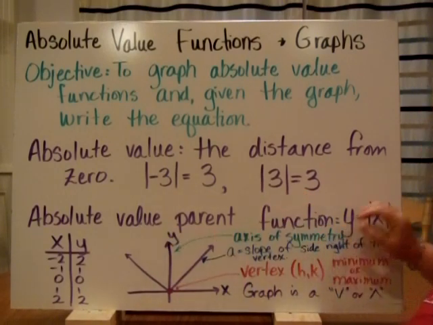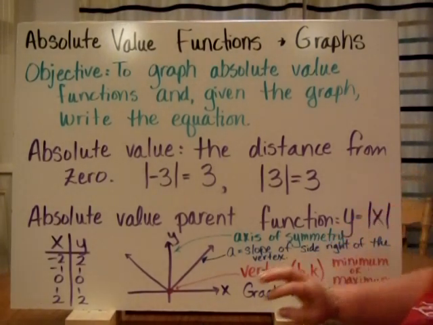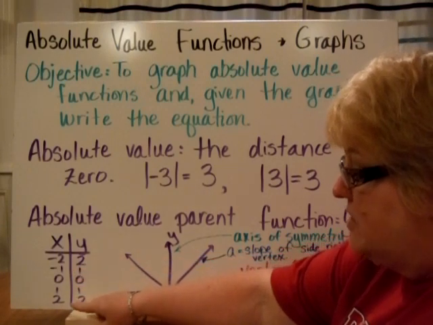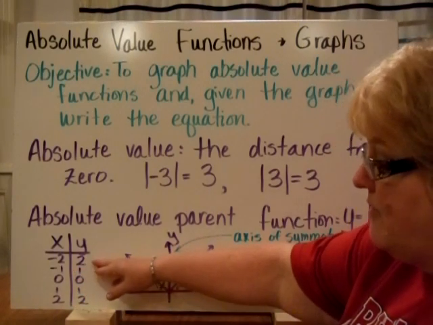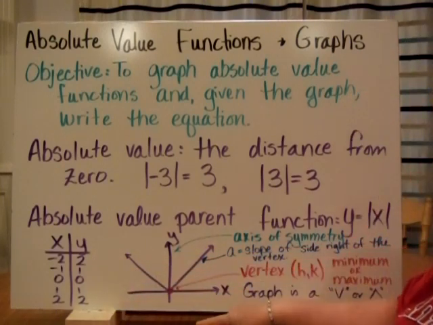The absolute value parent function is y equals the absolute value of x. And here we see if we have the x values -2, -1, 0, 1, and 2, then our corresponding y values would be 2, 1, 0, 1, and 2. And this is what our graph would look like.